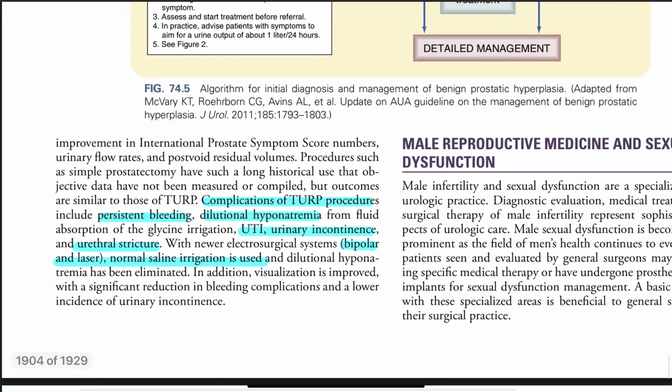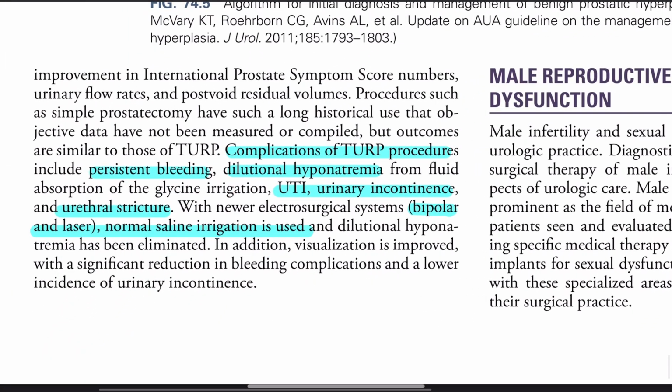Complications of the TURP procedure: what are the complications of TURP? This is an old, famous question. Persistent bleeding, dilutional hyponatremia because of using glycine fluid, UTI, urinary incontinence, and urethral stricture. To avoid this hyponatremia, we use bipolar or laser, or normal saline for irrigation.